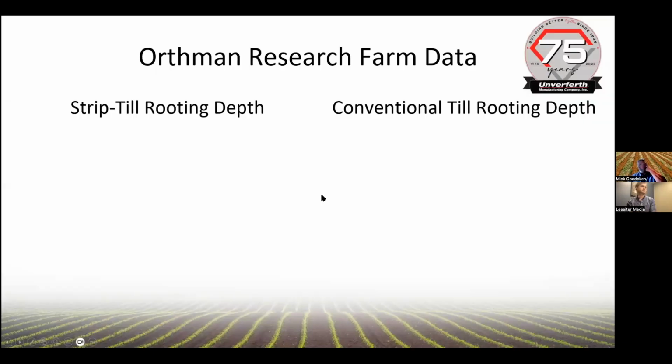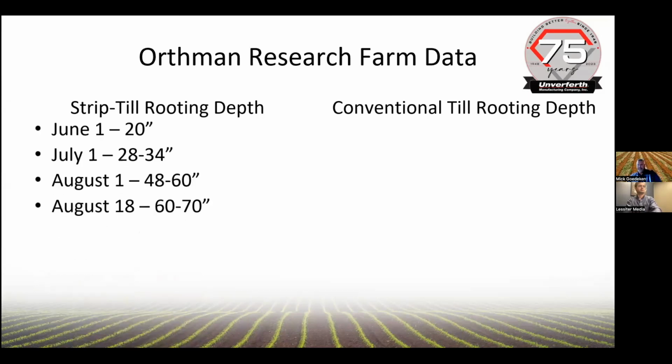Look at some older Orthman Research Farm data. This is prior to me joining the forces at Orthman. Strip till rooting depth compared to conventional till rooting depth. June 1st, 20 inches on the strip till. July 1st, 34 inches on the strip till. August 1st, 60 inches. August 18th, 70 inches.